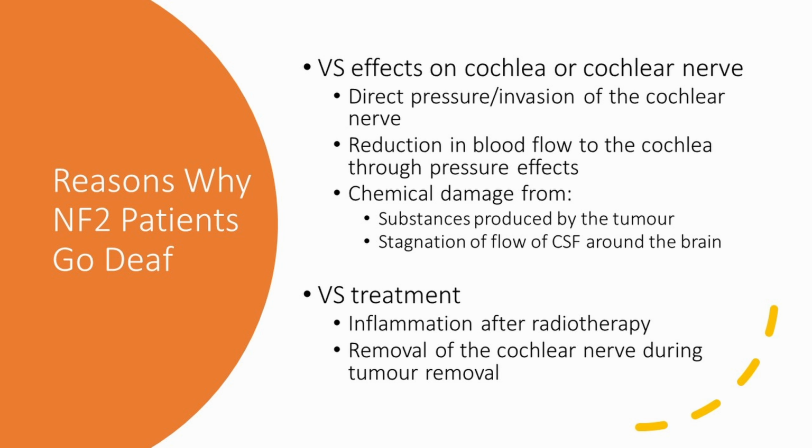And there are lots of reasons why people with NF2 have problems with those two areas. For the cochlea itself, you can get interruption to the blood supply through pressure from the tumor. You can get direct pressure or invasion of the cochlear nerve because of the adjacent tumor. And you can also get chemical damage through a blockage of the flow of the fluid around the tumor, that's called CSF, and also production of substances by the tumor that actually chemically damage the cochlear nerve. But also, unfortunately, as a result of the treatments that we offer for vestibular schwannomas, we can either damage the nerve through radiotherapy that results from inflammation, or we can damage the cochlear nerve by having to physically remove it as part of the process of treating a vestibular schwannoma surgically.